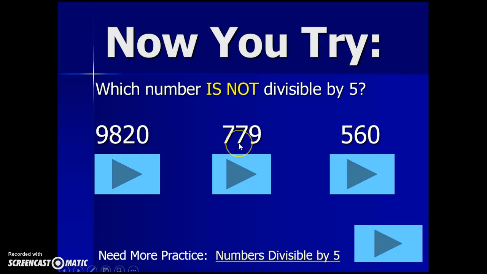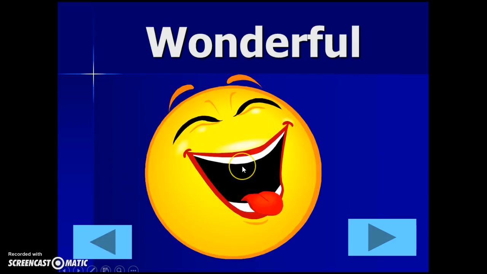9,820, 779, or 560? Again, pause, do all of your work, and hit play to check your answer. 779 is the answer, because it does not end in a 5 or a 0. Moving on to the divisibility rule of 10.